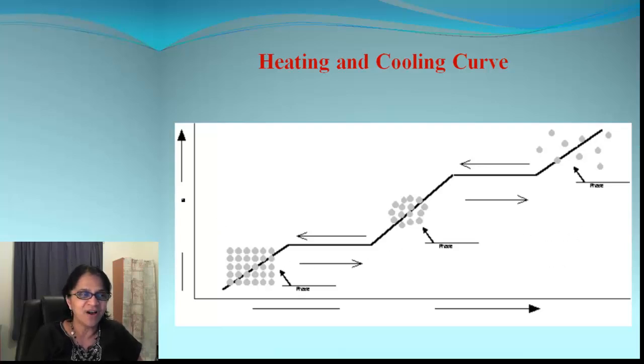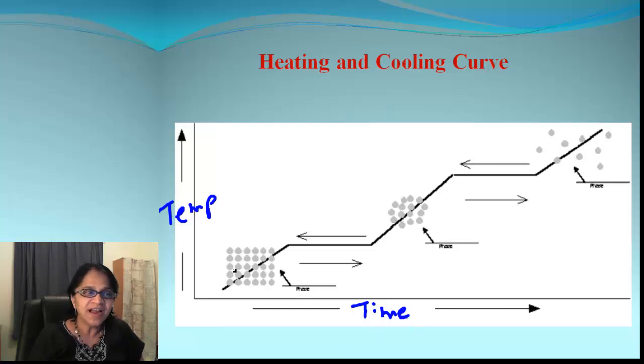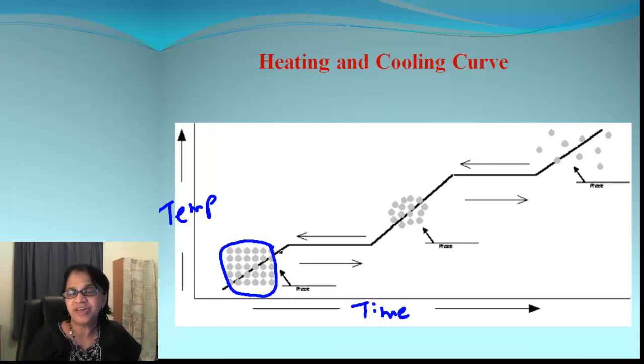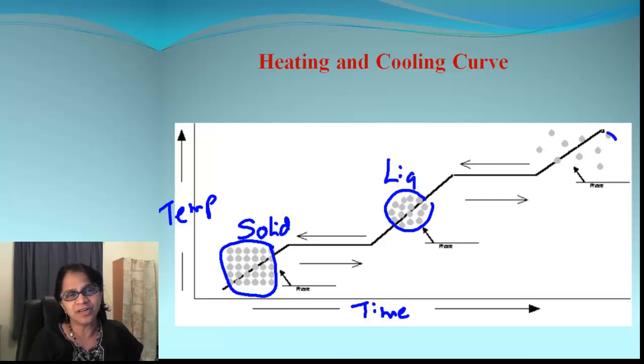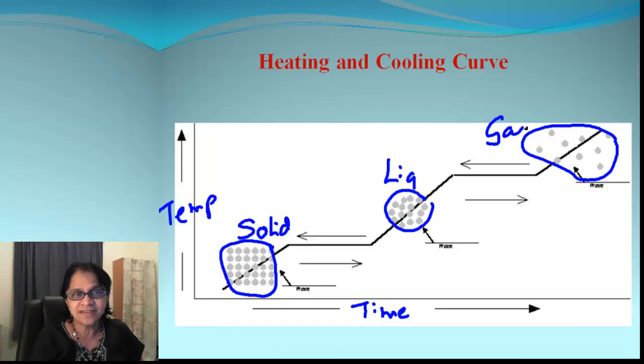On our y-axis we have temperature, and on the x-axis it can be time, or we can also say progress of the reaction. Either one is fine. It looks like a step ladder if you look carefully. Along the first slope, the particles are very compactly arranged. That is a solid. The next slope, the particles are a little loosely arranged, and that is a liquid. On the third slope, the particles are loose, just flying all over, that is a gas.